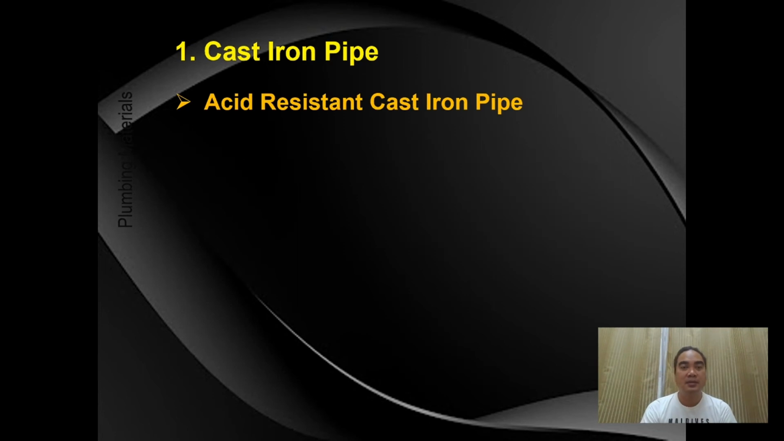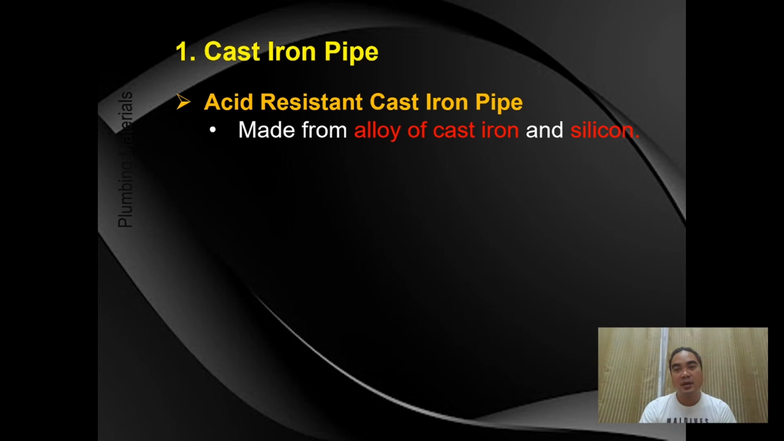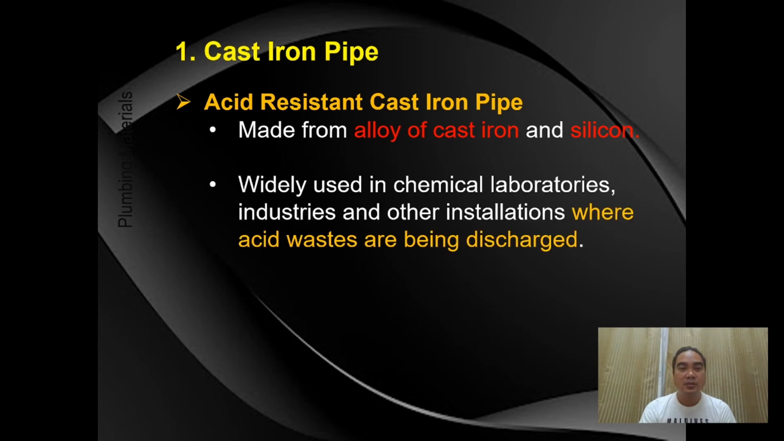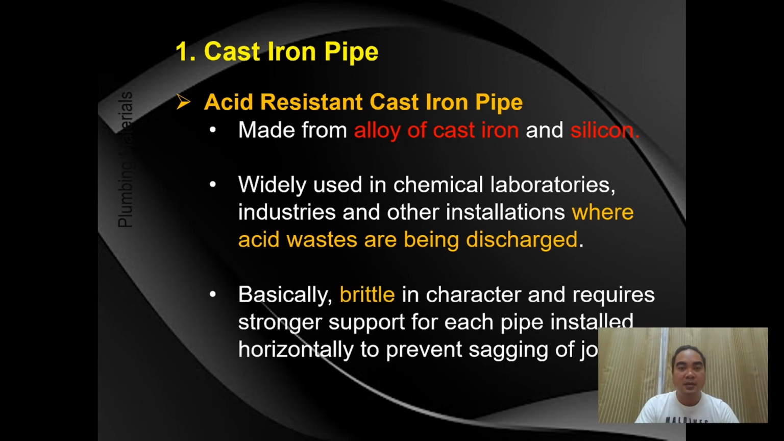Acid resistant cast iron pipe, made from an alloy of cast iron and silicon, widely used in chemical laboratories and other installations where acid waste is being discharged. Basically brittle in character and requires strong support for each pipe installed horizontally to prevent sagging of joints.